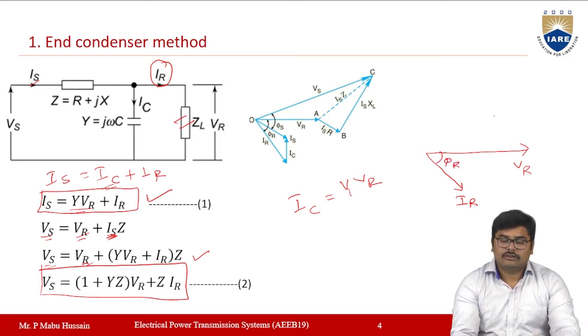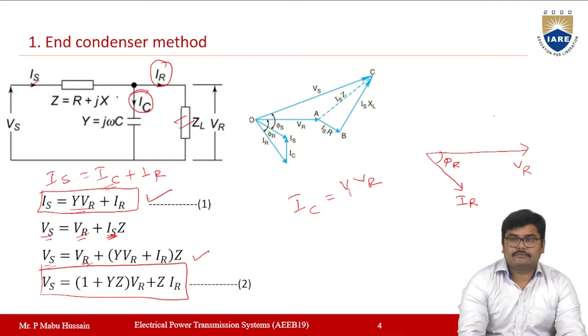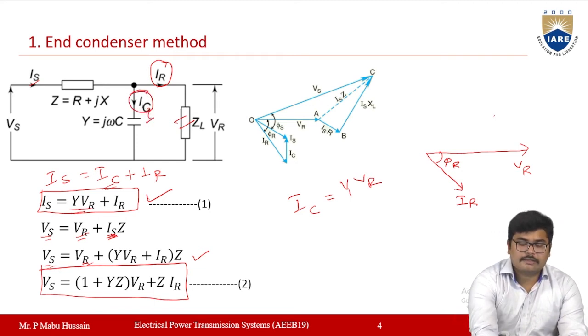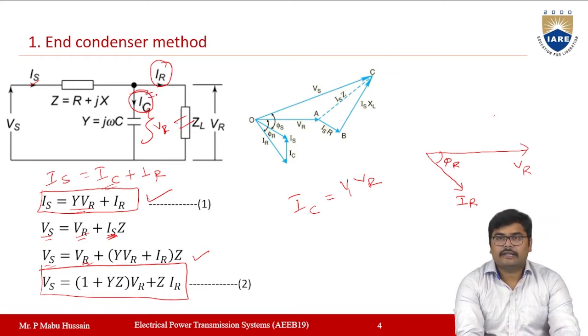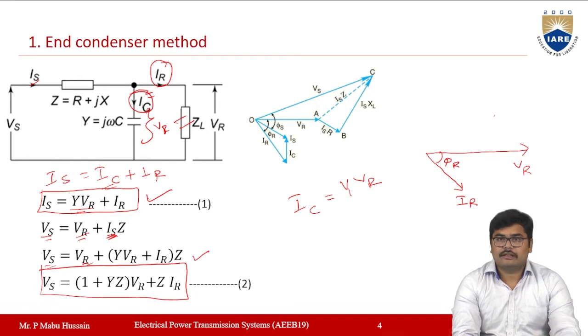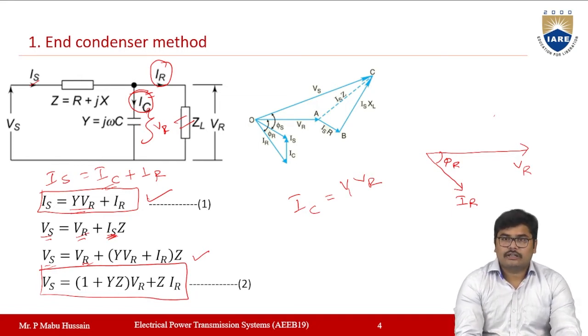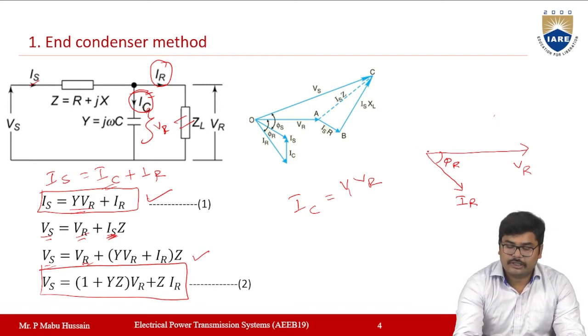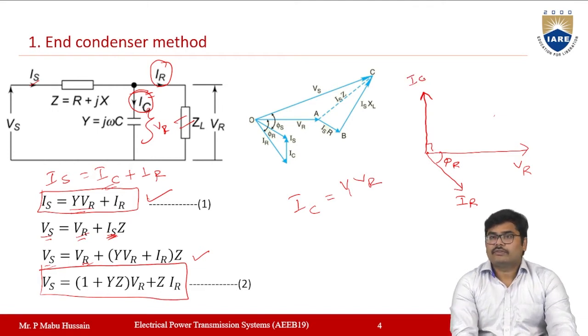Okay, so then what about the current IC? The voltage across this capacitance is VR. So this IC, which is flowing through the capacitance, will lead VR by 90 degrees. This is the total capacitance of the transmission line, and you are not having any resistance. So the capacitive current in general will lead the voltage. This capacitive current will lead VR by an angle of 90 degrees. Okay, so this is the capacitive current IC.